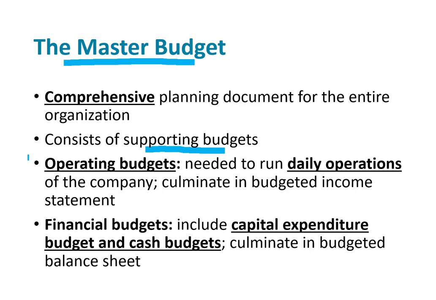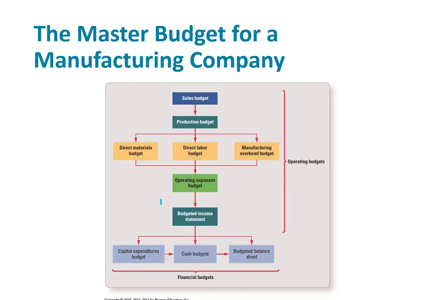And the two primary areas will be the operating budgets, which deal with the daily operations of a business, which will culminate in a budgeted income statement. And the other half of the master budget is the financial budgets, and that culminates in a balance sheet budget. So we're breaking up the master budget into two parts, operating budgets and financial budgets.